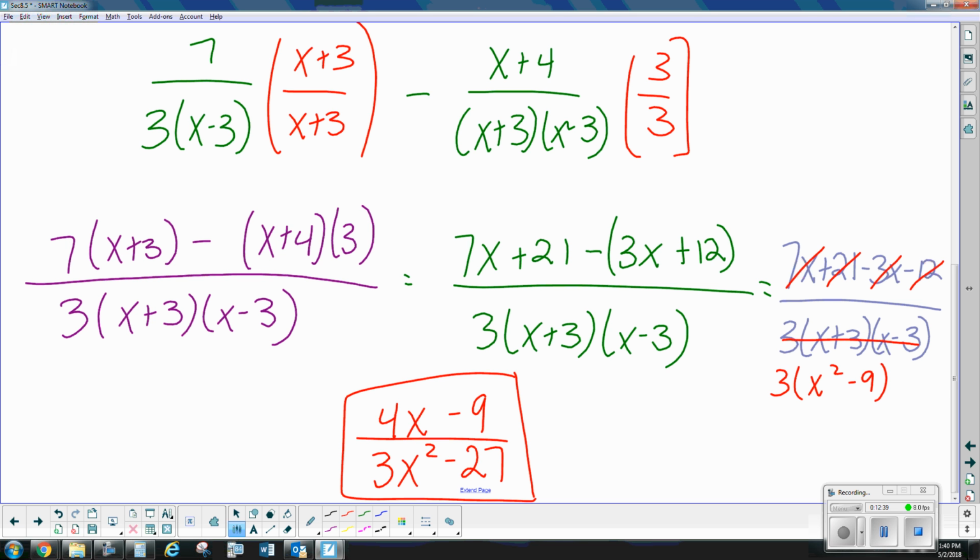Again, you see an x in the numerator and you see an x squared in the denominator, but that's not a common term. Negative 9 does not have an x value in it, and the 27 does not have an x value in it, so you cannot just cancel out those x values. 4x minus 9 over 3x squared minus 27 is simplest form.